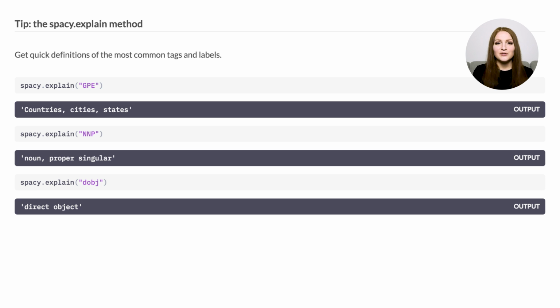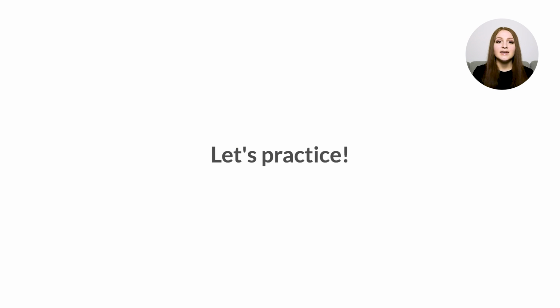A quick tip: to get definitions for the most common tags and labels, you can use the spacy.explain helper function. For example, GPE for geopolitical entity isn't exactly intuitive, but spacy.explain can tell you that it refers to countries, cities, and states. The same works for part-of-speech tags and dependency labels. Now it's your turn. Let's take a look at spaCy's statistical models and their predictions.